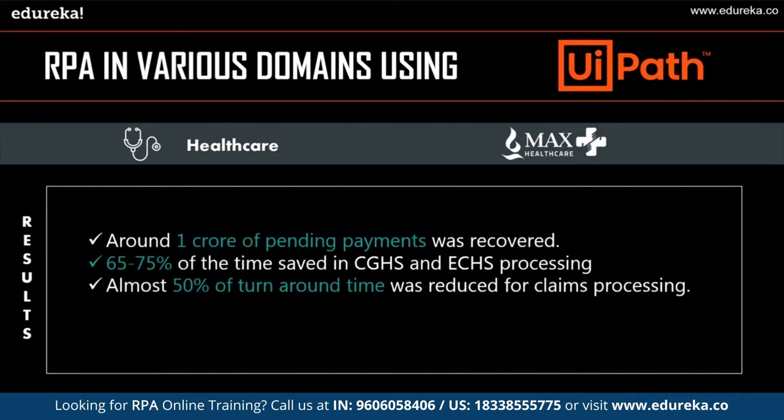Around 65 to 75% of the time was saved in CGHS and ECHS processing, and almost 50% of turnaround time was reduced for claim processing. So that's how, guys, RPA is used in the healthcare industry.